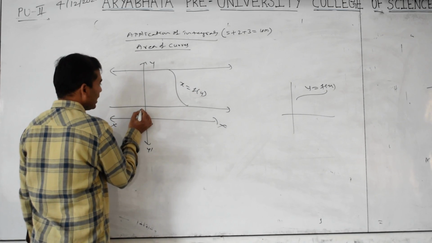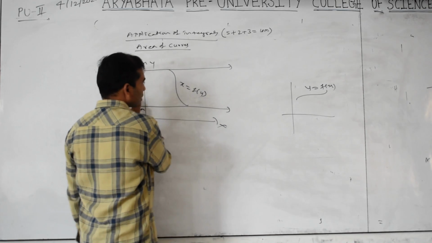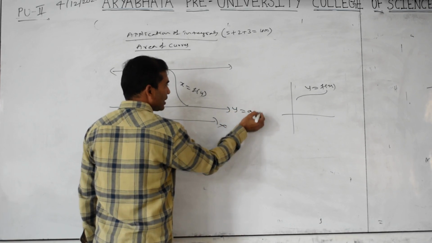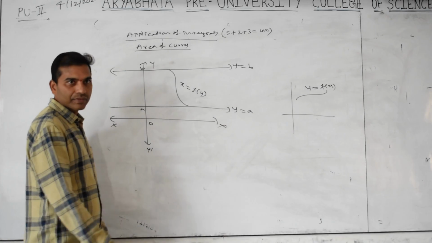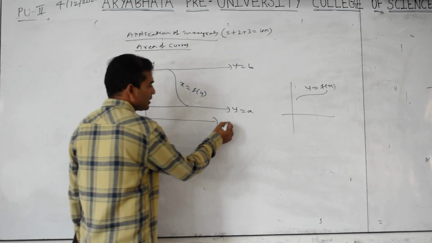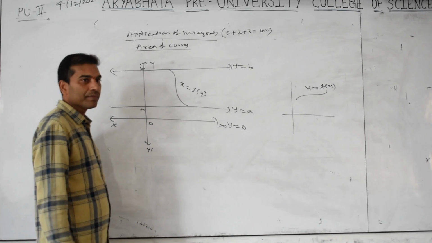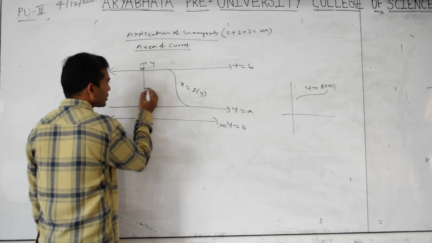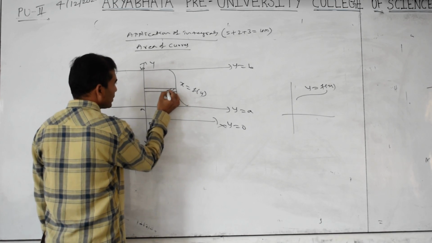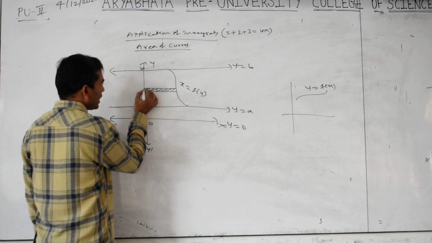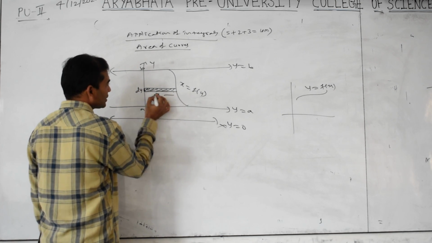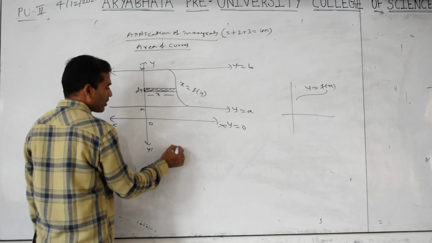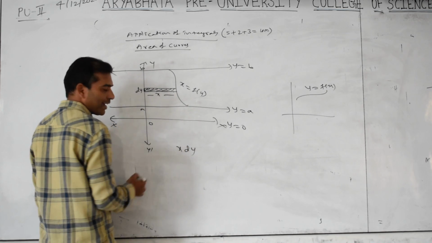Draw a small one. Here is a and this is b. Tell me the equations of these lines. y is equal to a, y is equal to b. They are parallel to the x axis. What is the equation of the x axis? y equal to 0. I am going to take small strips, alternative strips here. What is this length? dy. This length is x. So what is the area of the small rectangular strip? x into dy.